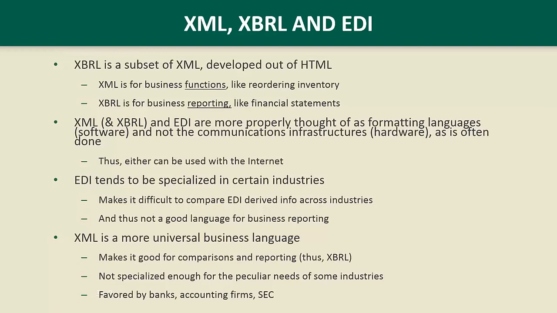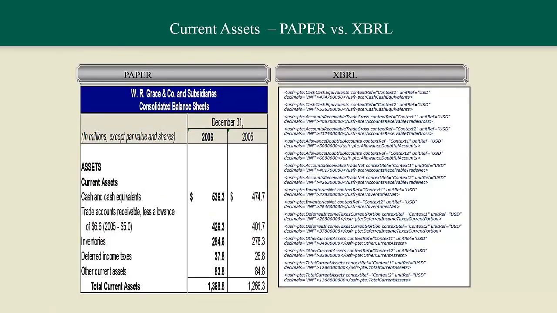A lot of industries want to stay with EDI for the specialized uses that are needed, whereas XML is favored by banks, accounting firms, by the SEC. In fact, the SEC requires that companies file their annual reports, their financial statements, using XBRL to get away from paper or PDF environments. So here we see a paper financial statement. Looks like a balance sheet on our left. And here we see the same financial statement in XBRL format.